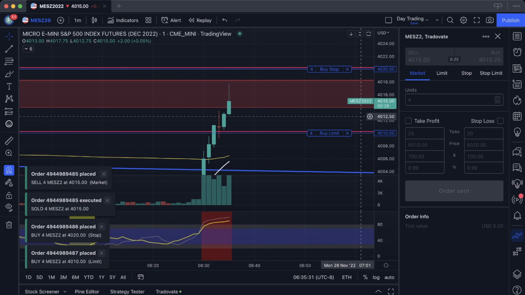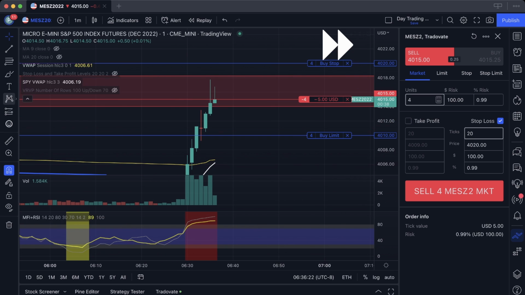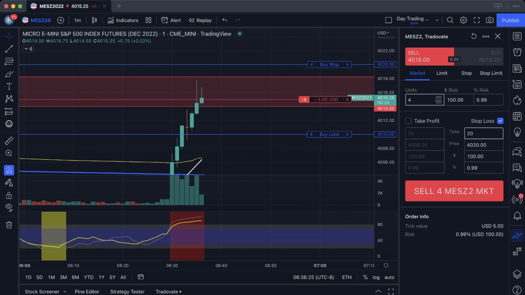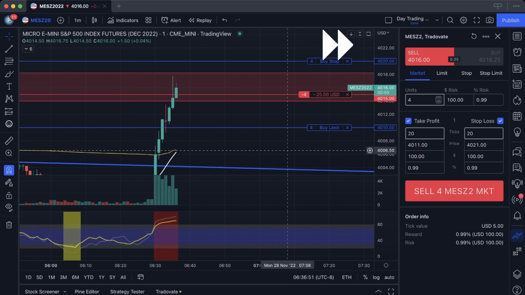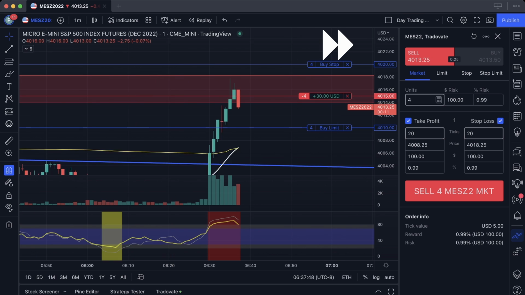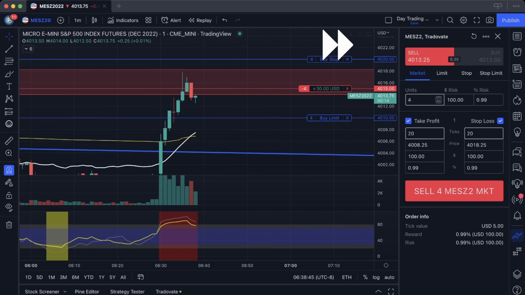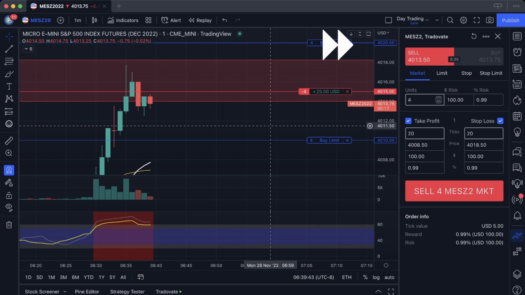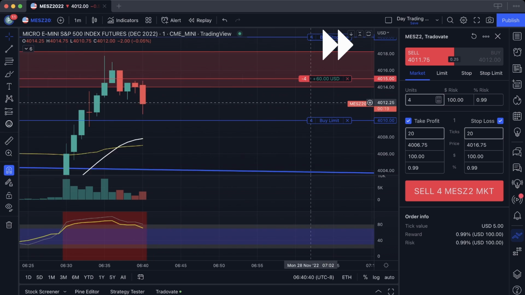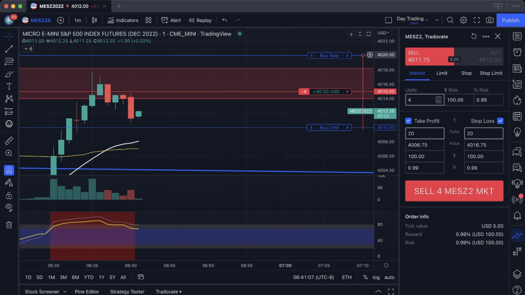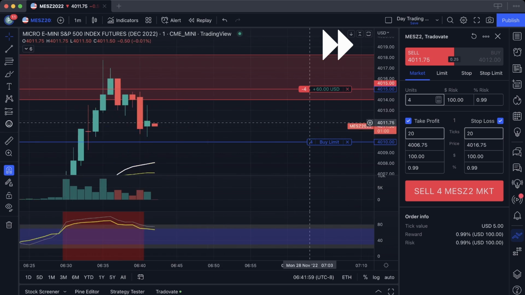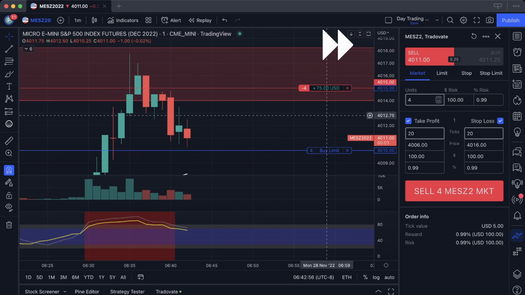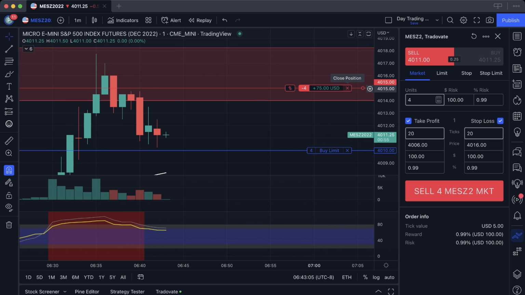We got a really good wick. As usual, we're going 5-point take profit, 5-point stop loss. I feel pretty good about the levels. I think now we're officially stops to break even. Pretty heavy buying wicks here.